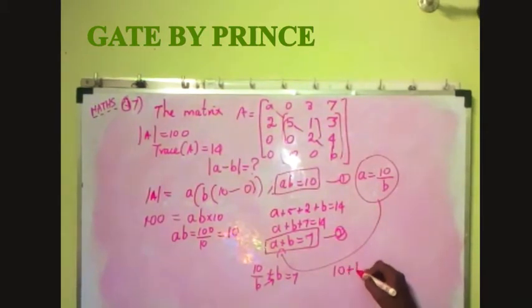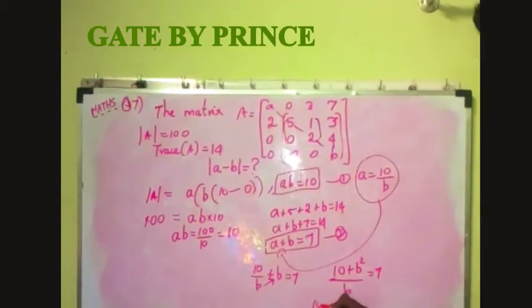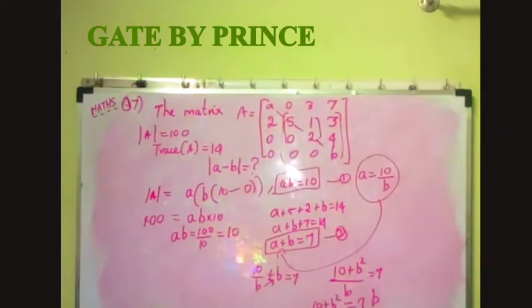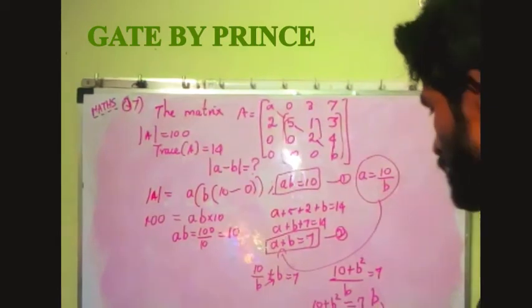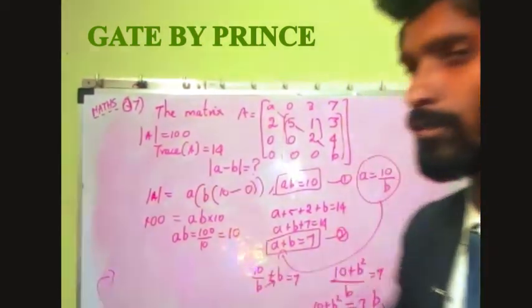10 plus b square, the whole by b, equal to 7. Is it right? And now what we have? 10 plus b square is equal to 7b. I got it. Is it right? Now we move to this side. So after this, you just come back to this side. You may just solve everything.